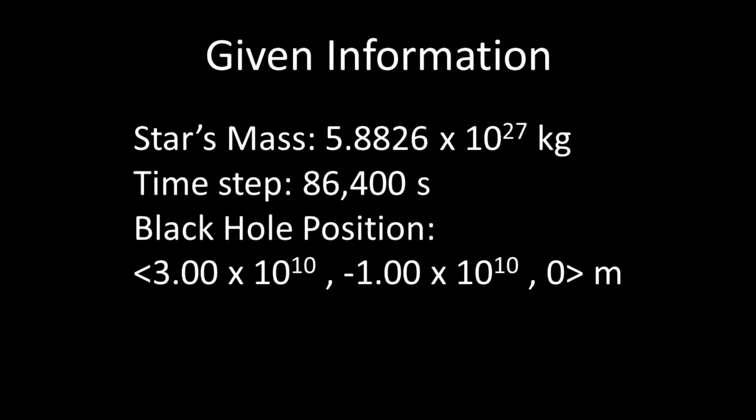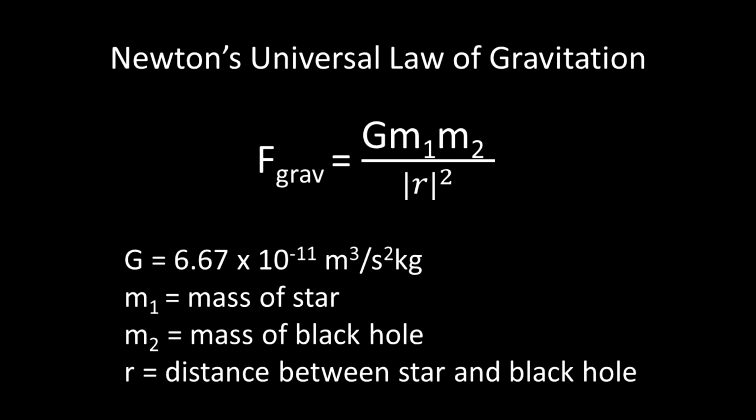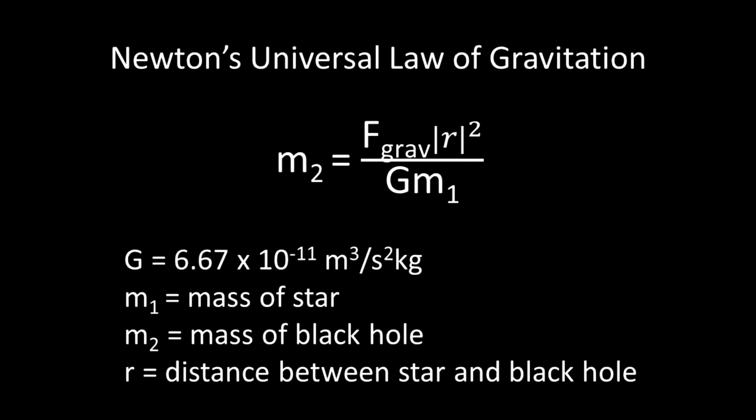To use all this information to find the black hole's mass, I needed to put it into Newton's universal law of gravitation. This law says that the net force due to gravity of an object upon another object is the constant G times the masses of both objects divided by the distance between them squared. When solved for the mass of the black hole, the equation looks like this.